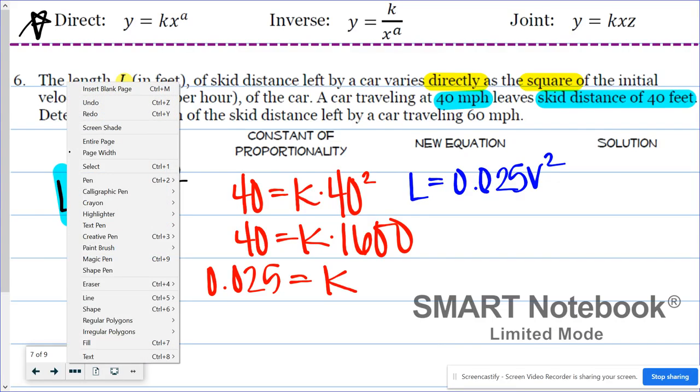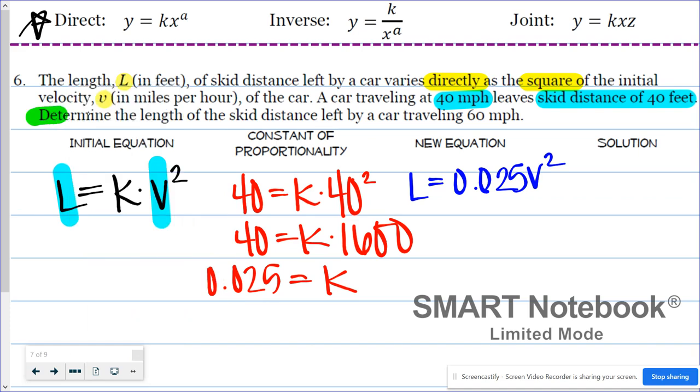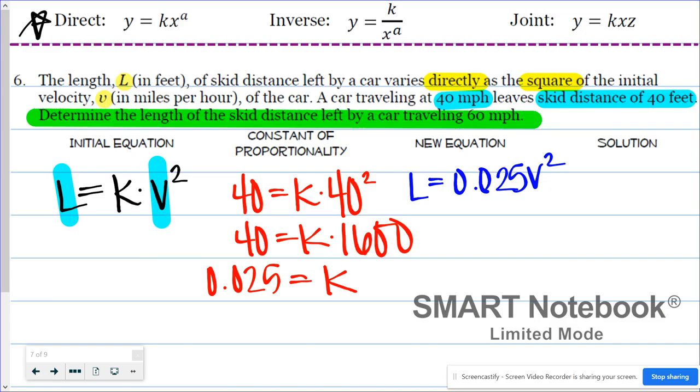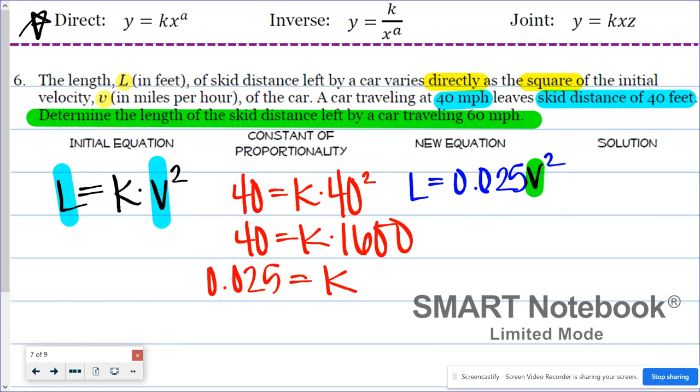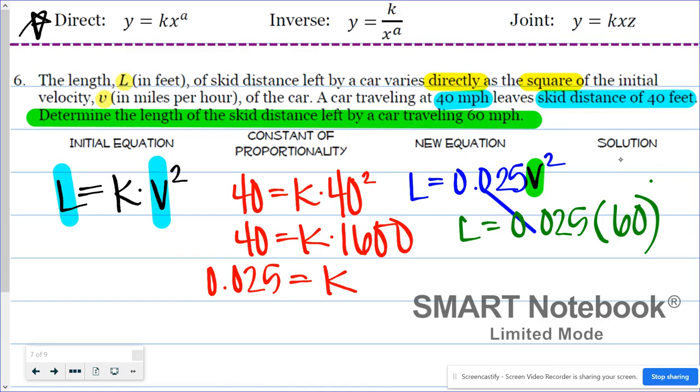All right, so that leads us to that very last item, the solution. This all comes from the question that's being asked at the very end of this problem, and that question is, determine the length of the skid distance left by a car traveling 60 miles per hour. That's 60 miles per hour, that's a velocity. So I simply need to plug that in and then calculate my result. So L is going to be equal to 0.025 times 60 squared. Throw that into your calculator, and I got 90. So 90 feet is the skid distance.